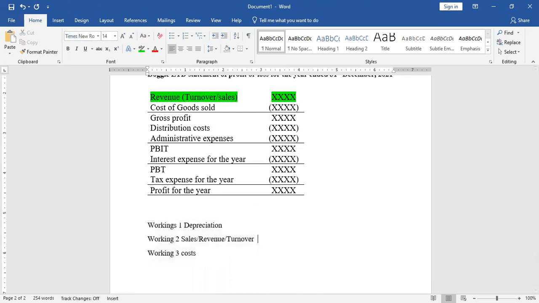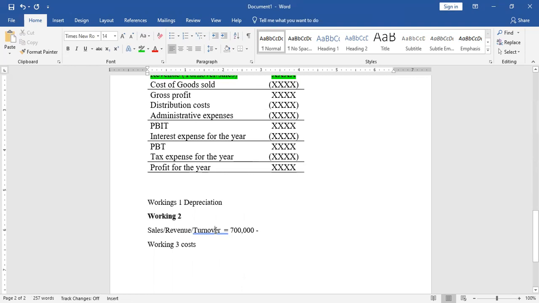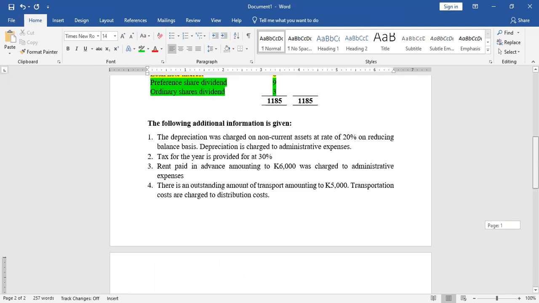So turnover is 700 there. So I've written 700,000. But we had return inwards, meaning the customer returned some of the stuff that we sold them. So this will reduce our sales. So I've said 700, then over there minus return inwards. So I'm looking for return inwards.